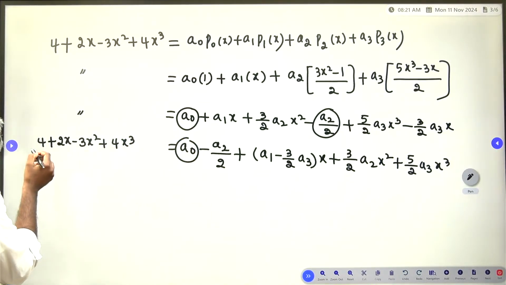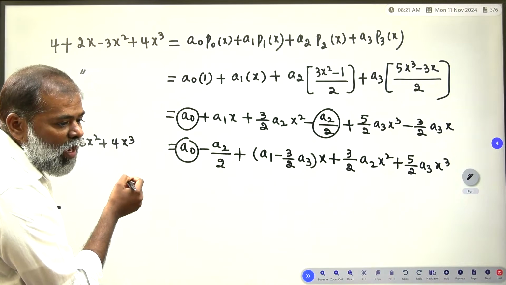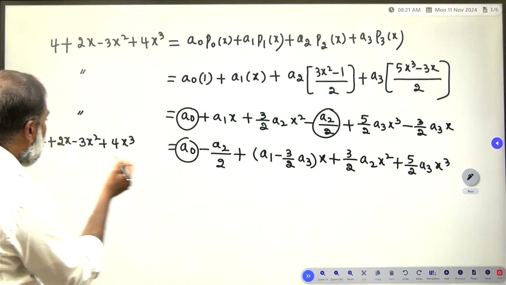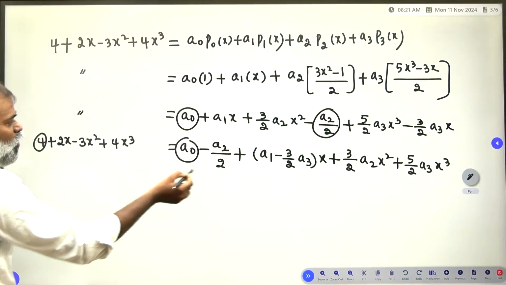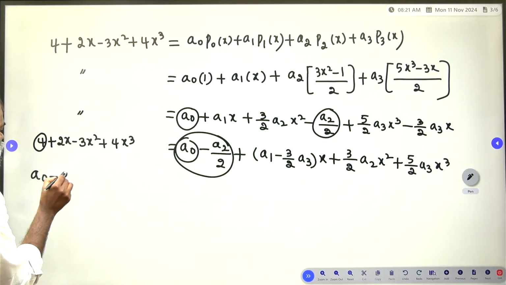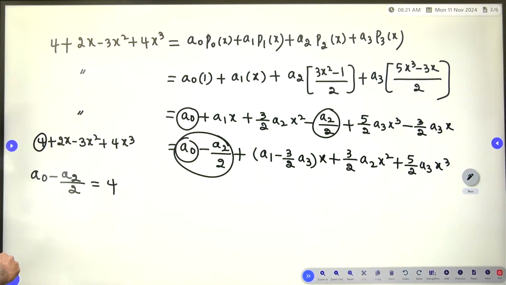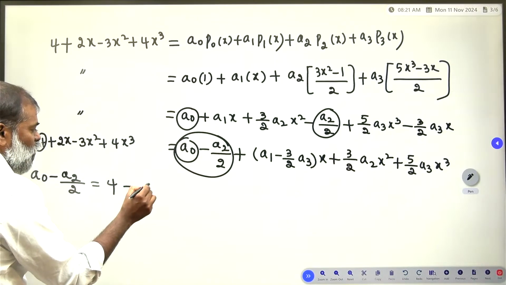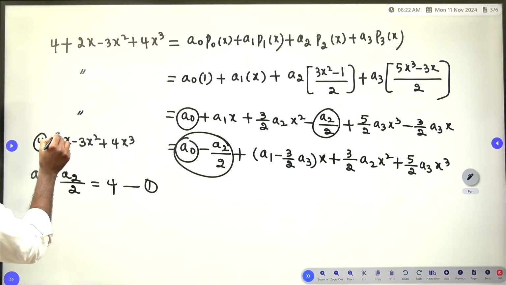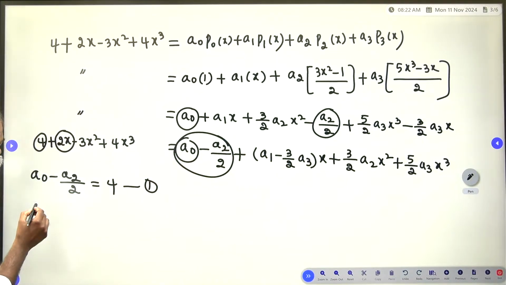The constant terms you have to take. What is that constant term? a0 minus a2 by 2 is equal to 4. This is equation number 1. Now the x term coefficients you have to compare. What is the x coefficient?